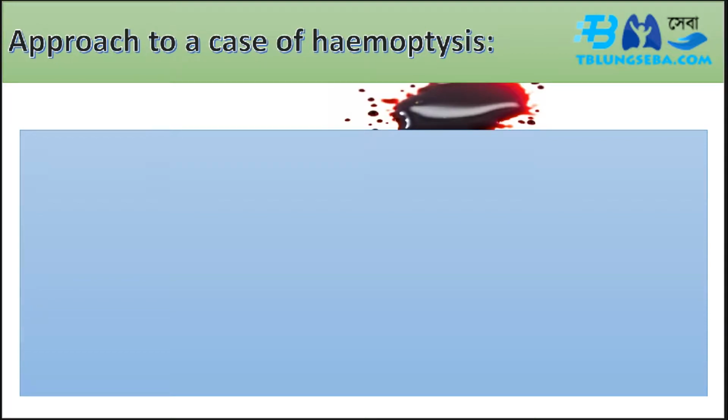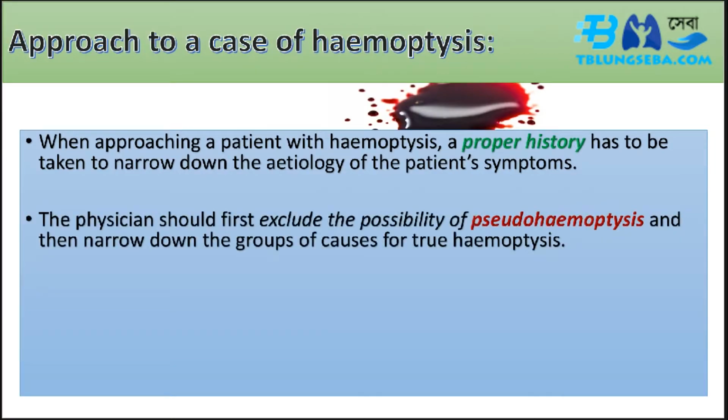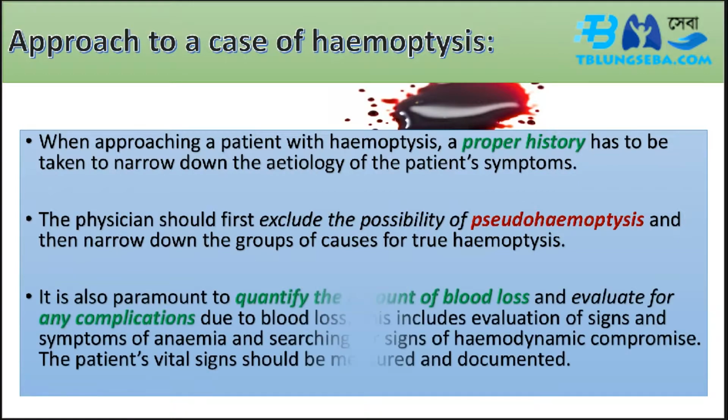Approach to a case of hemoptysis. When approaching a patient with hemoptysis, a proper history has to be taken to narrow down the etiology of the patient's symptoms. The physician should first exclude the possibility of pseudo-hemoptysis and then narrow down the groups of causes for true hemoptysis. It is also paramount to quantify the amount of blood loss and evaluate for any complications due to blood loss. This includes evaluation of signs and symptoms of anemia and searching for signs of hemodynamic compromise. The patient's vital signs should be measured and documented.